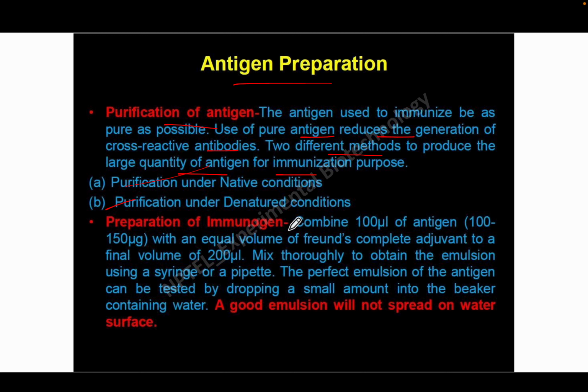So how do you prepare immunogen? Combine 100 microliter of antigen, that is 100 to 150 microgram, with an equal volume of Freund's complete adjuvant to increase antigenicity, to a final volume of 200 microliter. Mix thoroughly to obtain the emulsion using a syringe or a pipette. The perfect emulsion of the antigen can be tested by dropping a small amount into a beaker containing water. A good emulsion will not spread on water surface. Okay, this is how you prepare the emulsion.